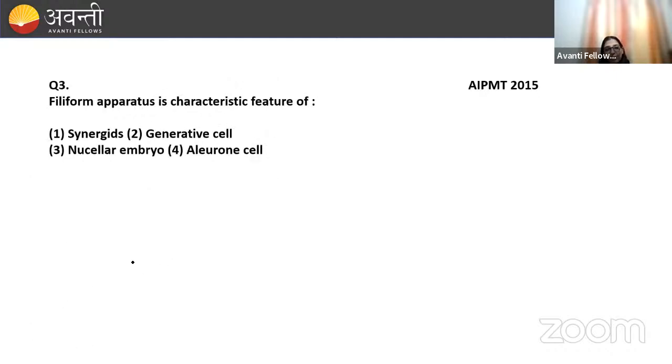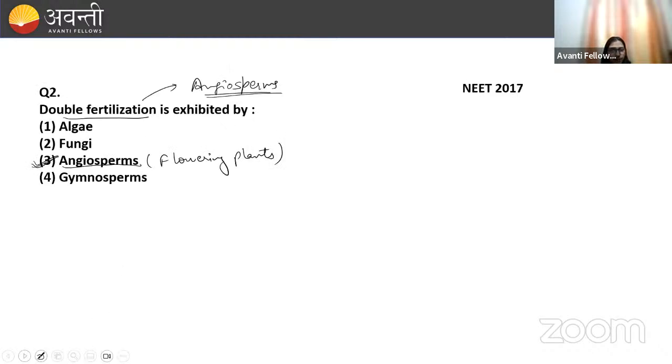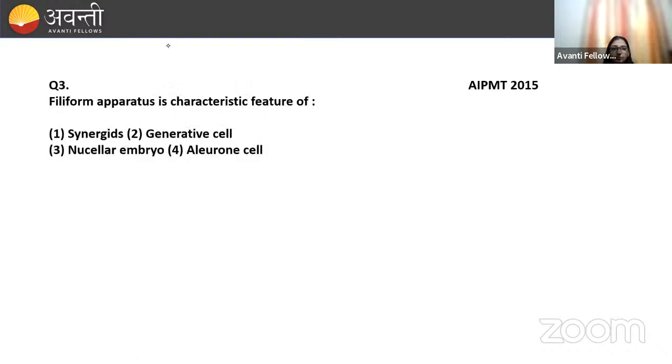Moving next, the filiform apparatus is a characteristic feature of: option A is synergid, option 2 is generative cell, option 3 is nucellar embryo, option 4 is aleurone cell. What do you think? What will be the correct option for this question? Very good, Ms. Gauri. So filiform apparatus is a characteristic feature of synergid.